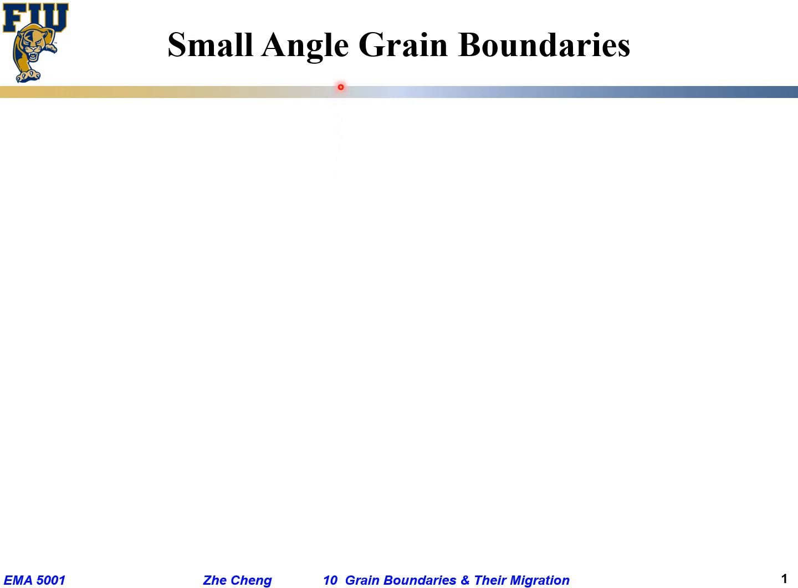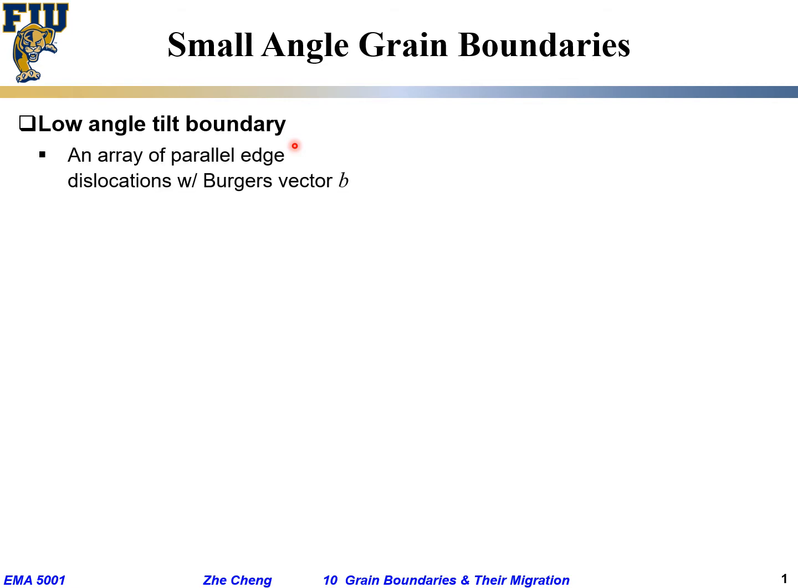Then let's talk about a small angle grain boundary. First, let's talk about the low angle tilt boundary, which is the situation when one grain tilts away from the other one. The two grains have the low index axis parallel but not aligned, and they rotate, one tilting against the other.